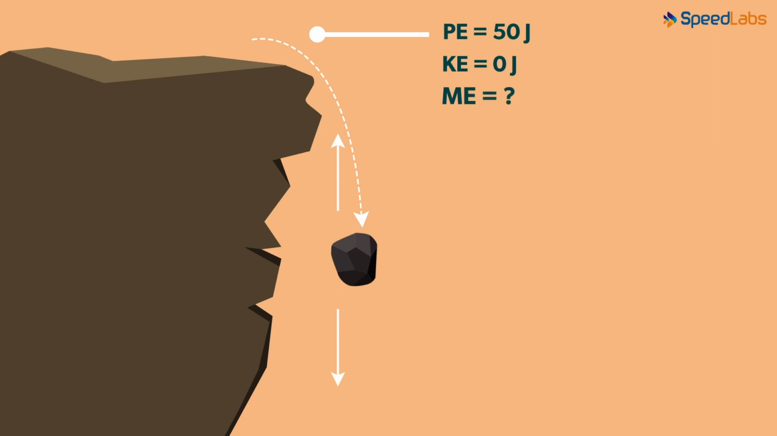What is the mechanical energy of the boulder at the top of the cliff? What will be its mechanical energy at this mid position? And if the kinetic energy of the boulder is 30 joules here, what will be its potential energy?